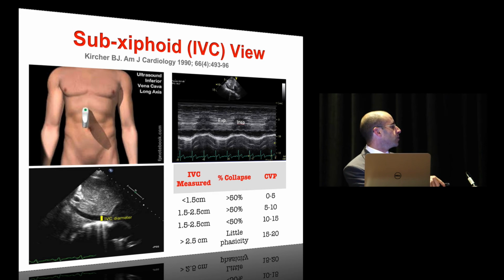If you do the M mode, which is a slice through that area, you can get this view, and you follow it over time, and you'll measure the difference between that, and that's your collapsibility index. And you can see in that table how it actually correlates with CVP and gives you some idea of volume status. You have to use this in the big picture. You can't just use that in isolation.